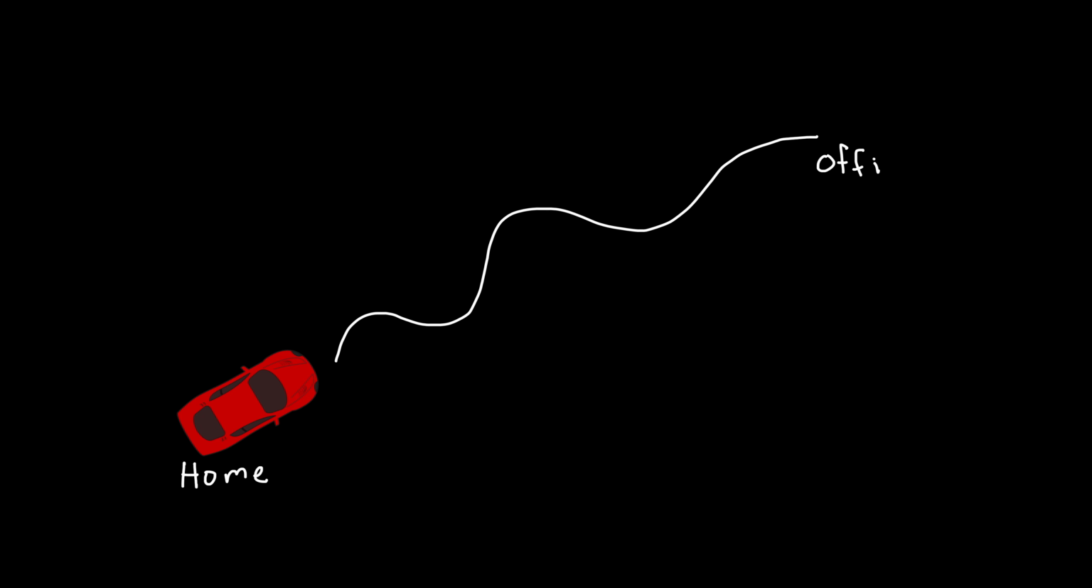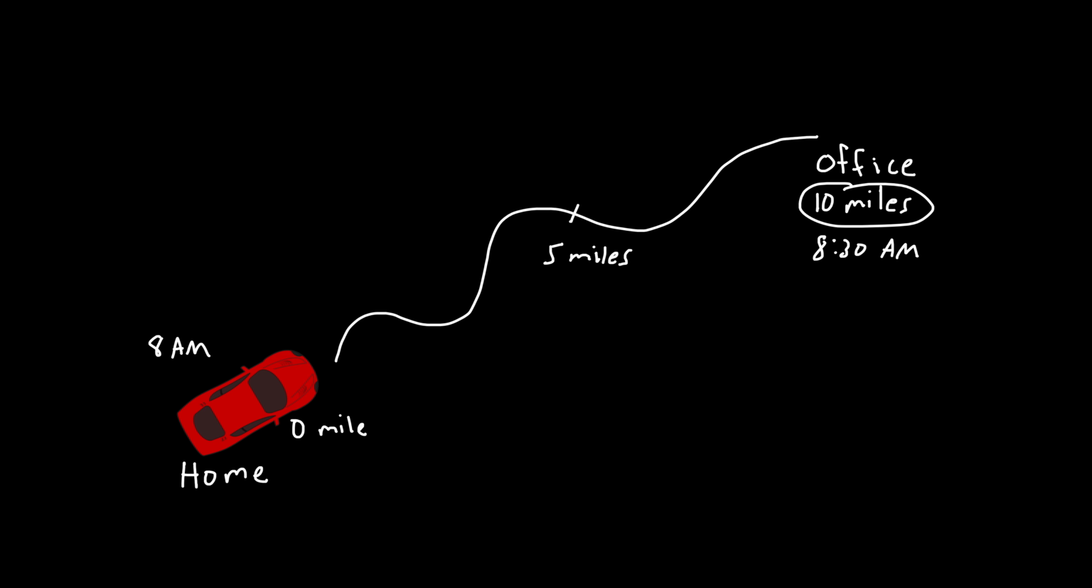Now, imagine you're driving from your home to your office, and your office is 10 miles away. If you leave your home at 8 a.m. and reach your office at 8:30 a.m., then at some point during your drive, you must have been exactly 5 miles away from your home. This is because your distance from your home started at 0 miles and ended at 10 miles, and you traveled continuously. So you must have passed through every single distance in between, including 5 miles.